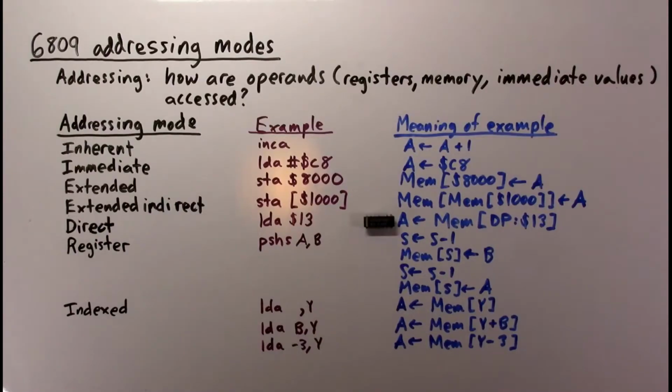In the example, an address is formed from the contents of DP, which is the high byte of the address, and hex 13, which is the low byte of the address. A single byte is loaded into the A register from this address.